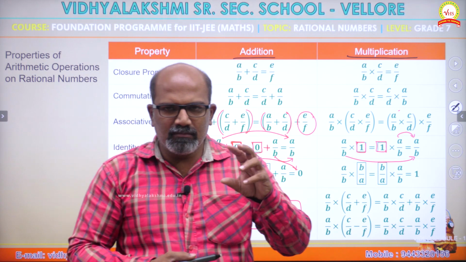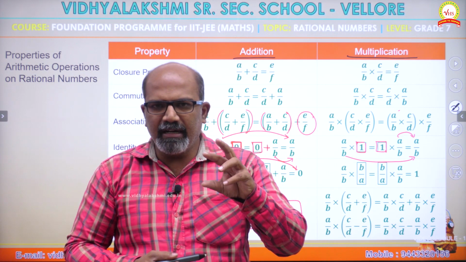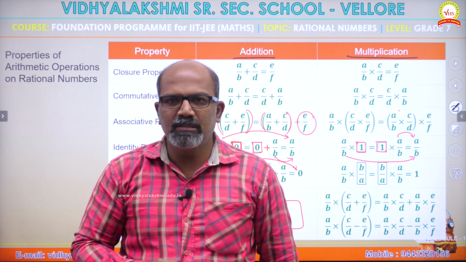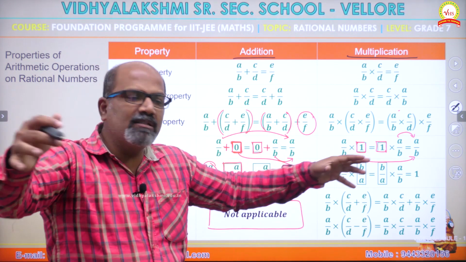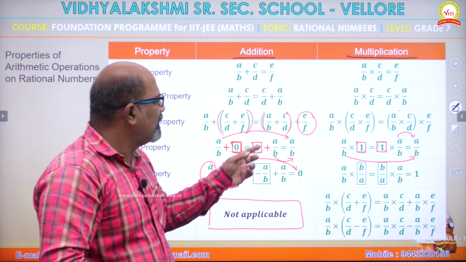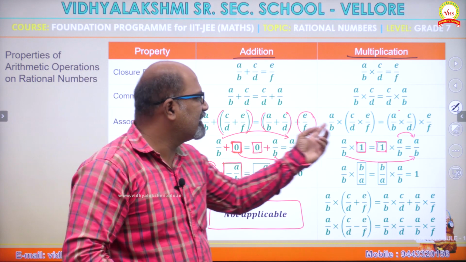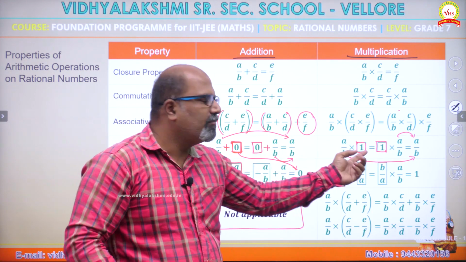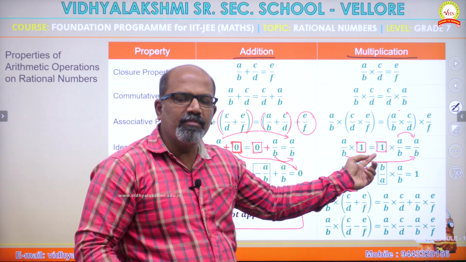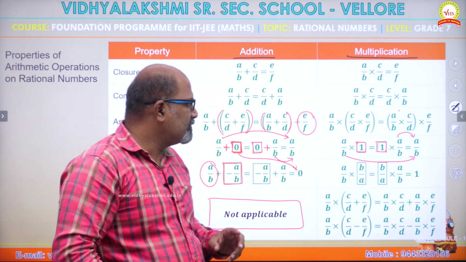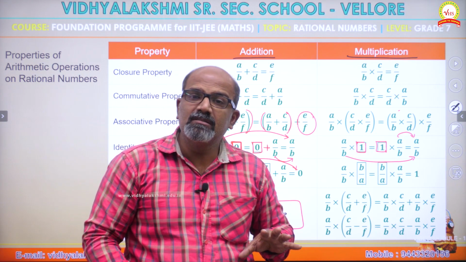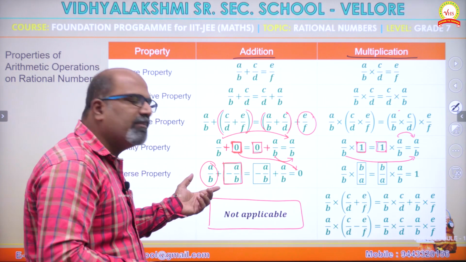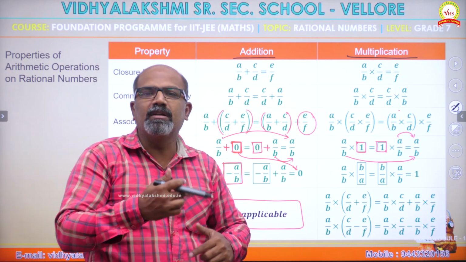So, for each and every element, there will be an additive inverse. But for all the elements, you will have the same identity. In the case of addition, separately, and also in the case of multiplication, separately. So, the identity element differs only because of the operation, but the inverse element differs from number to number and also from operation to operation.